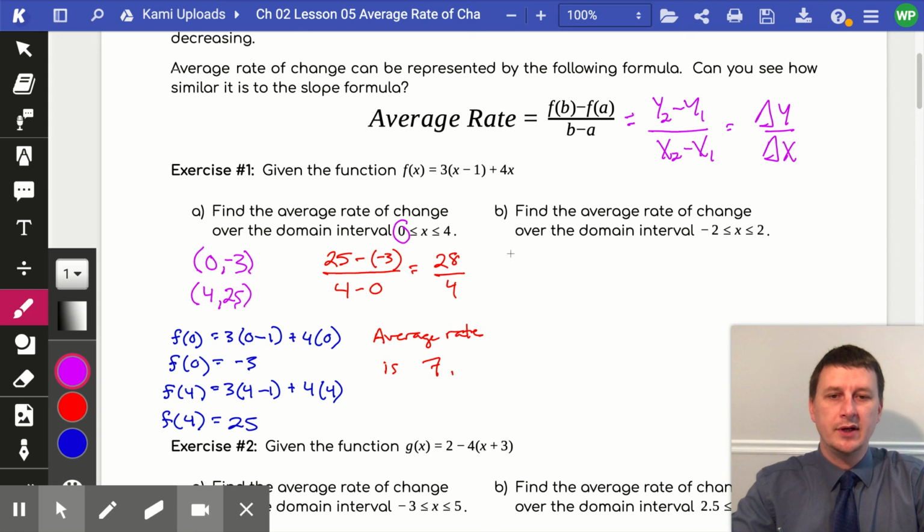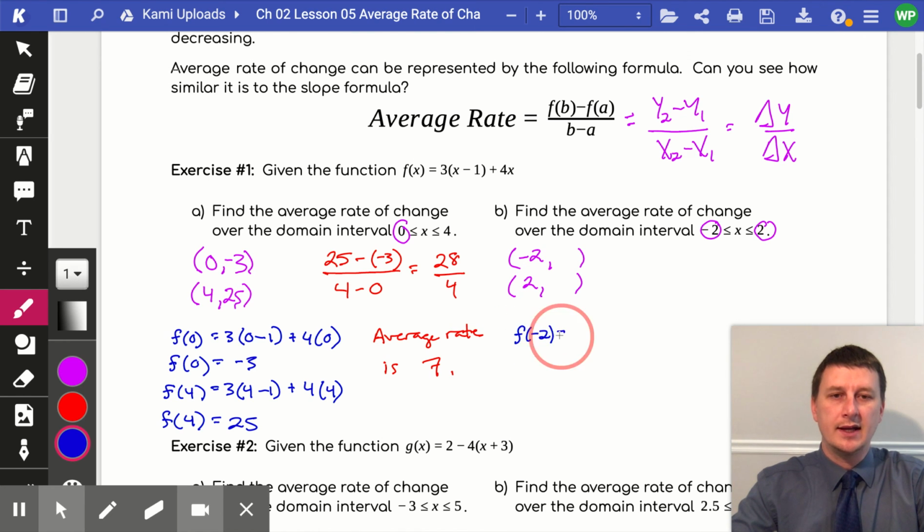So again, we know our smallest value here is negative 2, and we know that we're going to go up to our largest value of positive 2. So we know our two x values in our two coordinate points. We know negative 2 comma something and 2 comma something. So again, we're going to substitute in the negative 2 first.